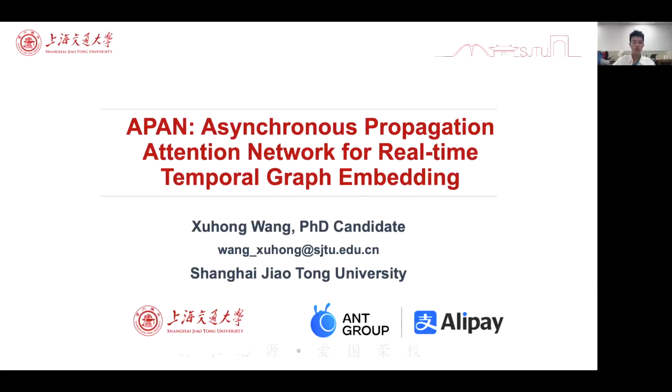Today I want to introduce a very hot machine learning model, graph neural network, and talk about how to deploy it online via graph database system. This work is done by Shanghai Jiao Tong University and Ant Graph together.